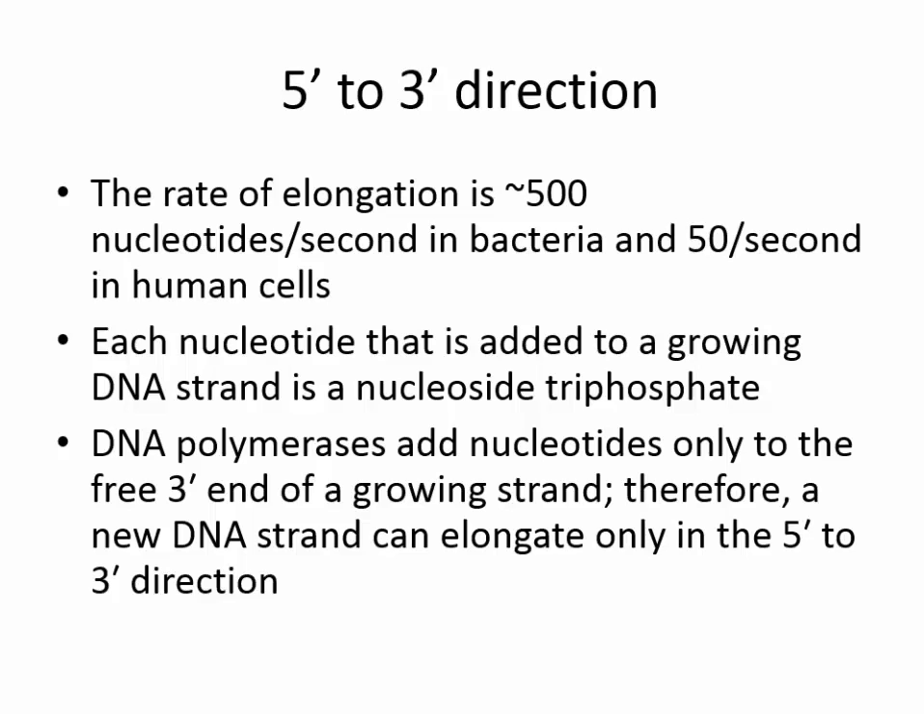The rate of elongation is pretty fast. It goes at a pretty fast clip. It's about 500 nucleotides per second in bacteria, but only about 50 per second in human cells. Each nucleotide that is added to a growing DNA strand is a nucleoside triphosphate. DNA polymerases add nucleotides only to the free 3' end of a growing strand. Therefore, a new DNA strand can elongate only in the 5' to 3' direction.